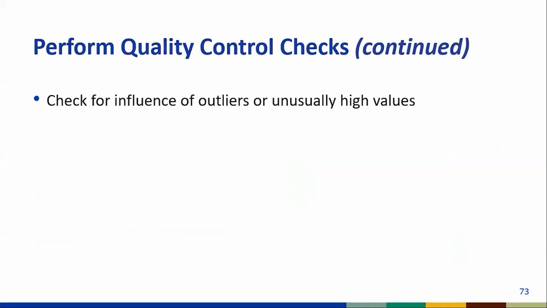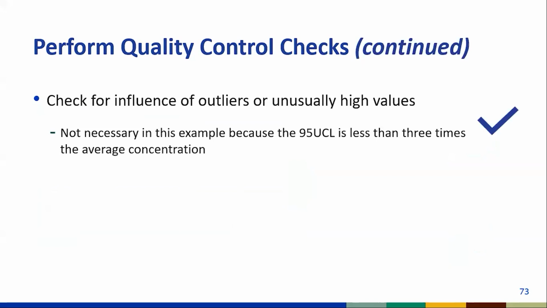The next quality control check is to evaluate the influence of potential outliers or unusually high values. Based on the comparison of the average concentration to the 95 UCL, the health assessor does not need to worry about the effect of such values. The 95 UCL being less than 3 times the average concentration suggests that there are no outliers heavily influencing the 95 UCL or skewing the results. They can skip this step.